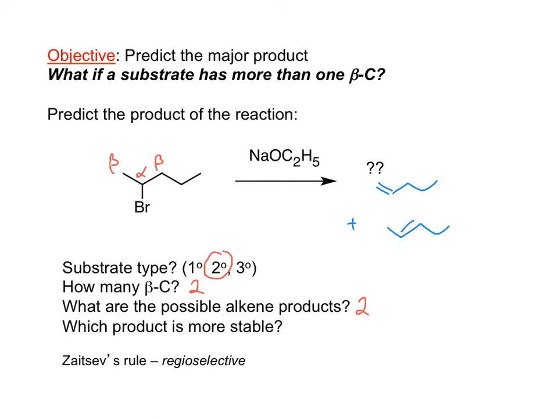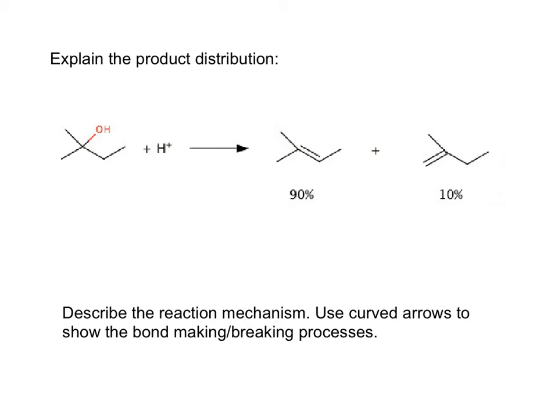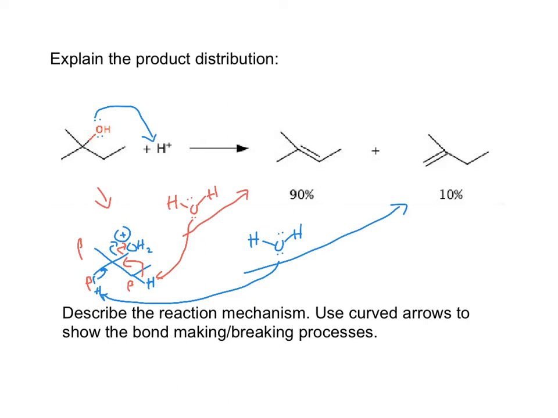Two possible products form depending on which H on which beta carbon reacts with the nucleophile. The more stable product is this one. The more substituted the alkene, the more stable. Let's practice an elimination reaction involving an alcohol. Stop the video and describe the reaction mechanism and explain the product distribution. So here's the answer. In the first step, a better leaving group forms. Note that there are 3 beta carbons. So a nucleophile, water, reacts at the H bonded to either beta carbon. The more substituted alkene is the major product because it's more stable.